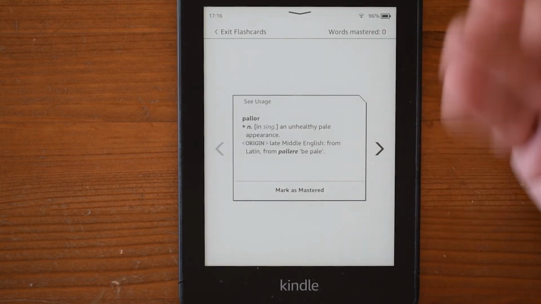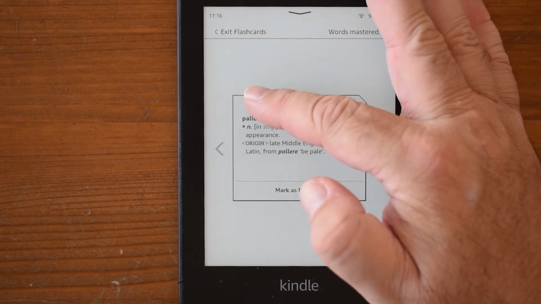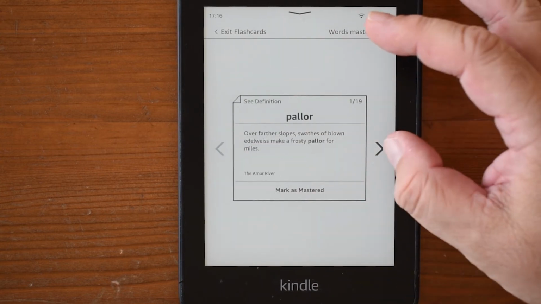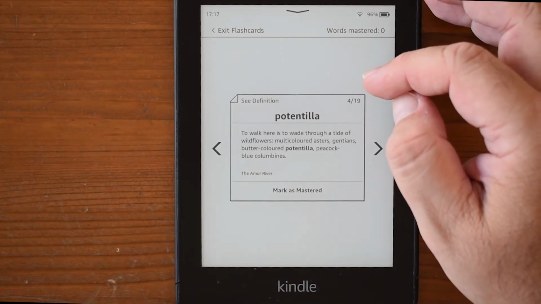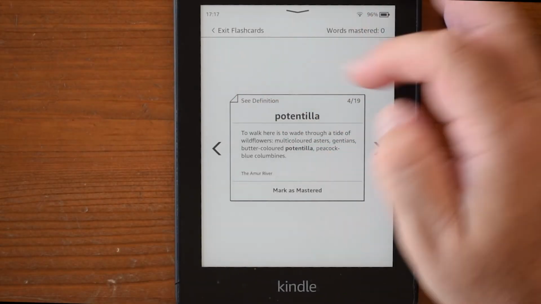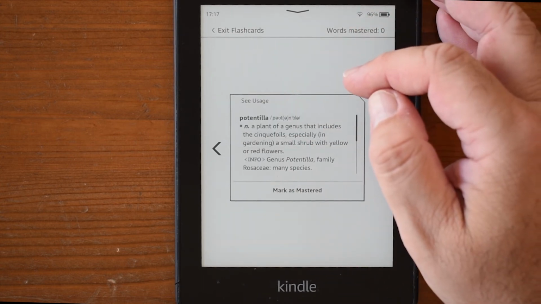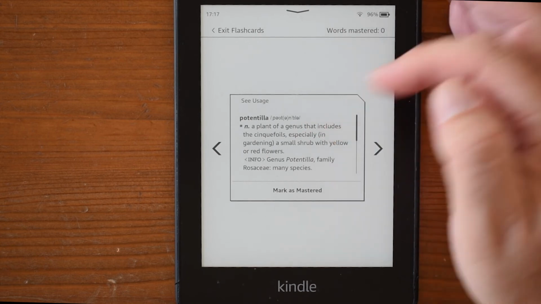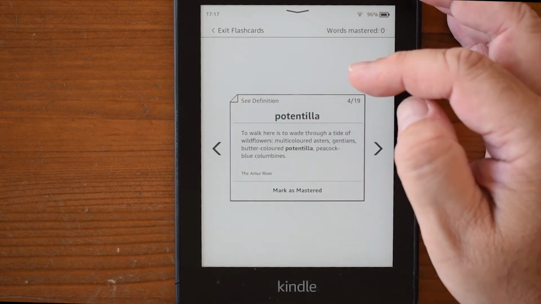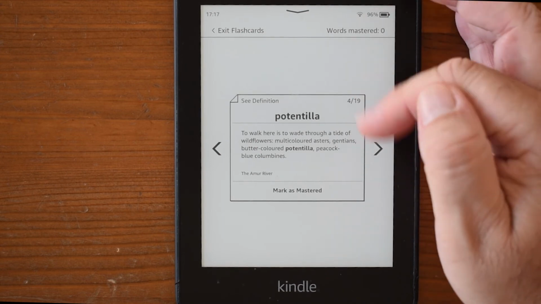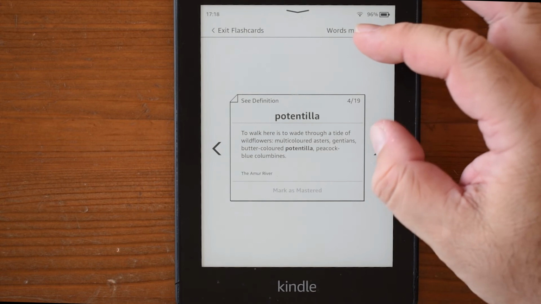Then I can go back to the interface that shows the usage, that is the sentence. And then I can move on to the next word. Here we have potentilla, which is a kind of plant. Just to check it, I can see the definition, and behold, it is a plant, especially a small shrub with yellow or red flowers. So let's say I am confident with this word, I can just mark it as mastered and then move on.